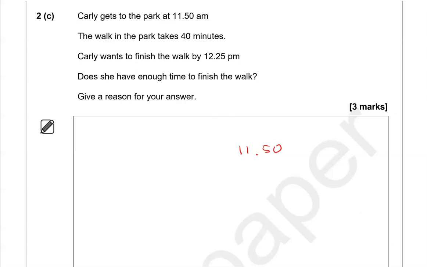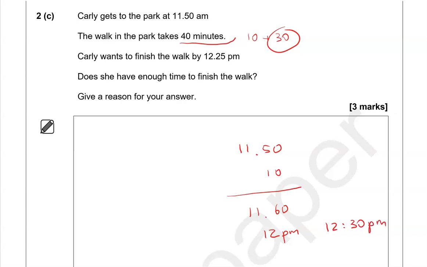11:50, and we're going to add to that 40 minutes. So if I break that down into 10 and 30, if I add 10 minutes, it becomes 11:60, which practically isn't a particular time. That is 12 o'clock, so 12 p.m. And then if I add the 30 minutes, this becomes 12:30 p.m.